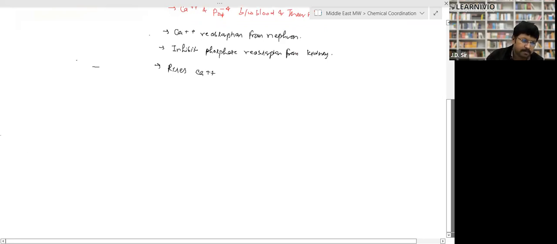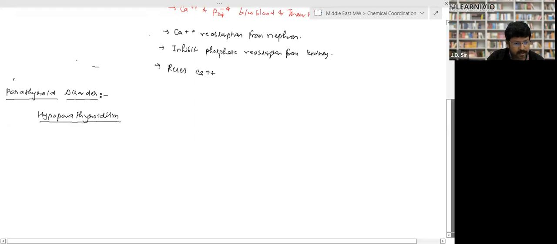Next is parathyroid disorder. So the first one is hypoparathyroidism, right? Please note it down. Hypoparathyroidism means less secretion of parathyroid hormone.